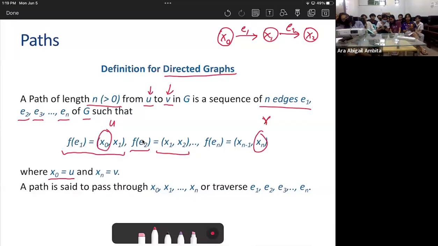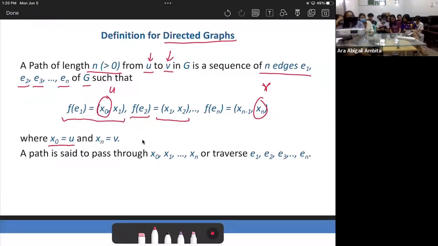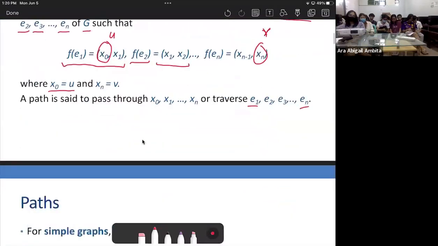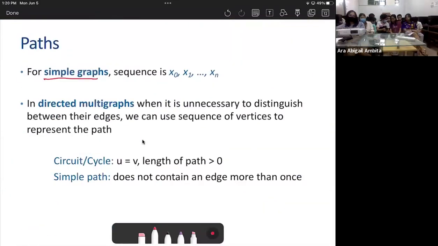where the destination is said to pass through these vertices x sub 0, x sub 1, x sub 2 until x sub n, or traverses also the edges e sub 1, then e sub 2 until e sub n. So for simple graphs, the sequence is x sub 0, x sub 1 until x sub n. But in directed graphs and multigraphs, when it is unnecessary to distinguish between their edges, we can use a sequence of vertices to represent the path.